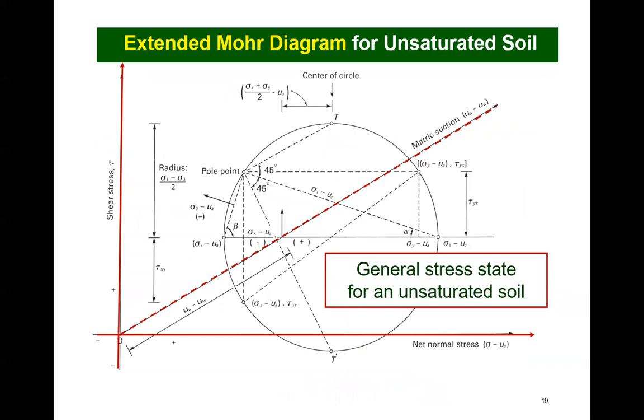The stress state at any point within a soil mass can be plotted on a Mohr diagram. However, the Mohr diagram needs to be extended into a third dimension when unsaturated soils are involved. In other words, the matrix suction variable renders the Mohr diagram a three-dimensional plot. Mohr circles can be plotted in the usual manner at the appropriate suction level.